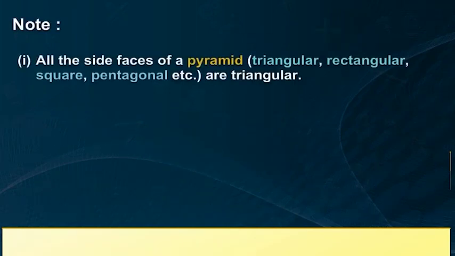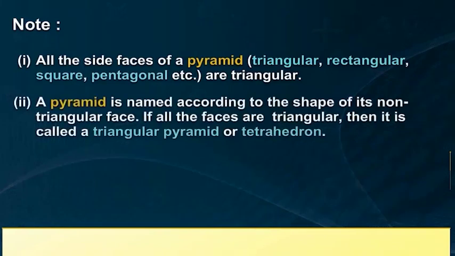Note, all the side faces of a pyramid, triangular, rectangular, square, pentagonal, etc., are triangular. A pyramid is named according to the shape of its non-triangular face. If all the faces are triangular, then it is called a triangular pyramid or a tetrahedron.